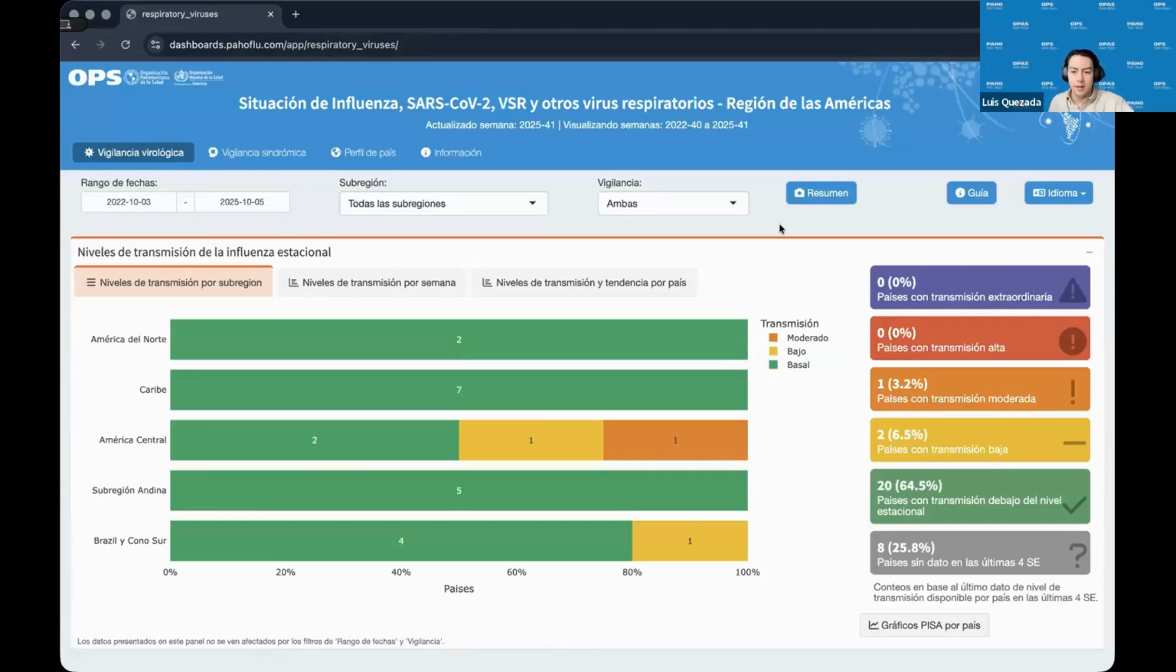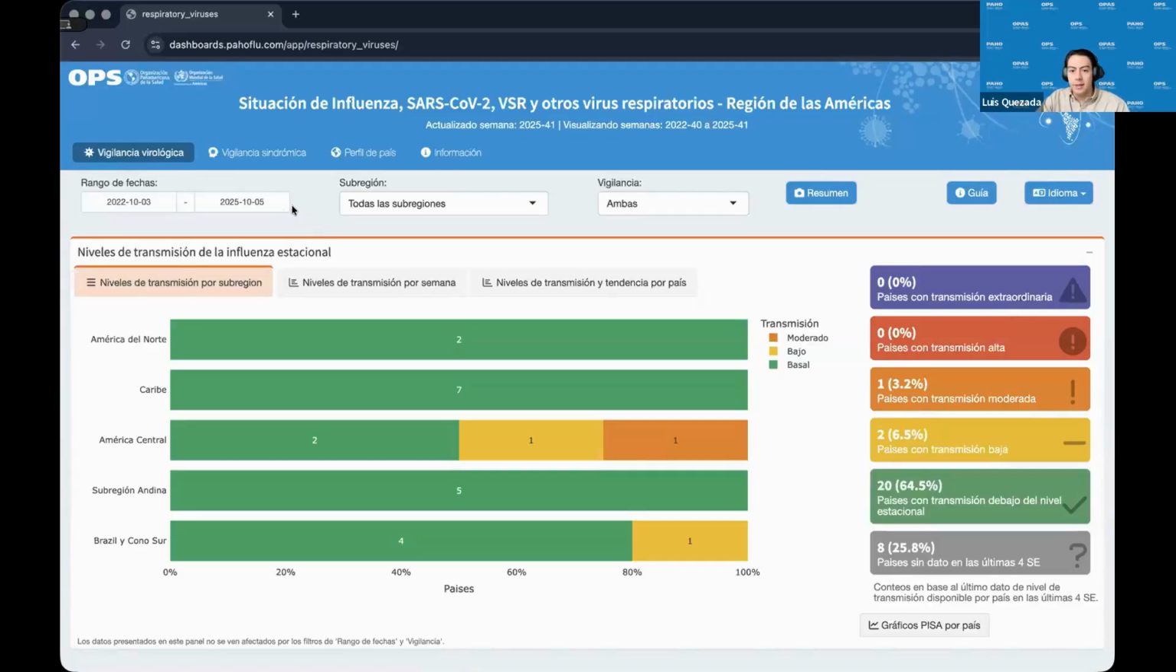As you can see on the screen, this is the landing screen of our dashboard. It includes 3 main sections I wanted to mention in the first place. This is the biological surveillance. This is where we have data from FluNet. As Mark mentioned, this is the data that you report region-wide through this platform. In the virological surveillance, we have laboratory data.